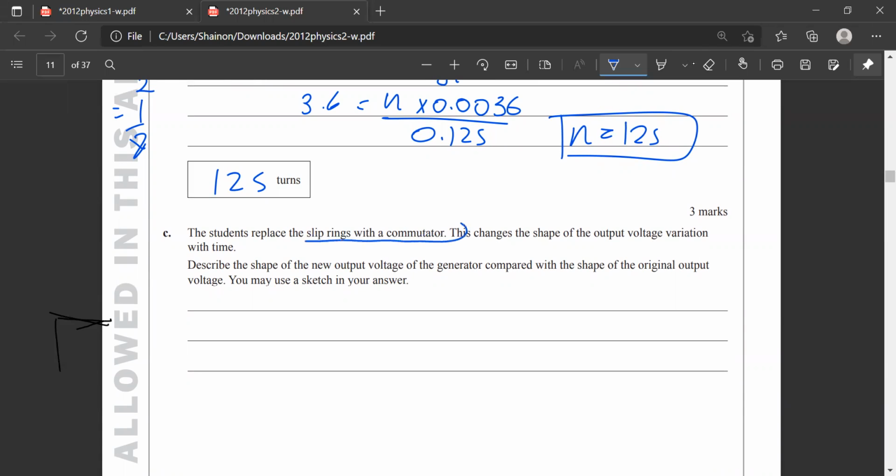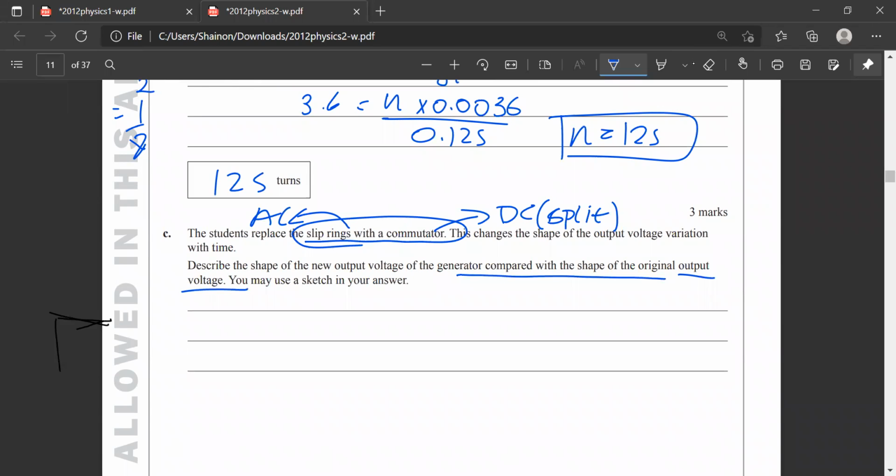With the commutator, so commutator is used for DC, slip ring for AC, split ring is for DC. Shape of the original voltage. You may use a sketch.